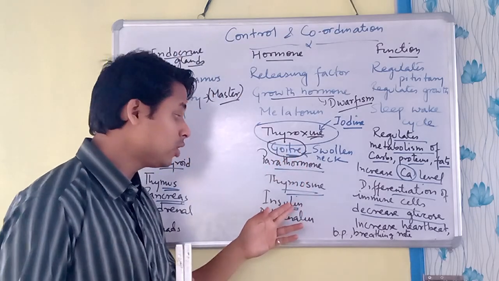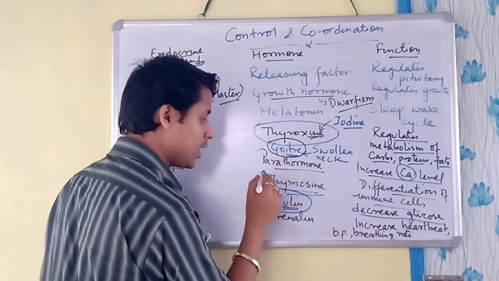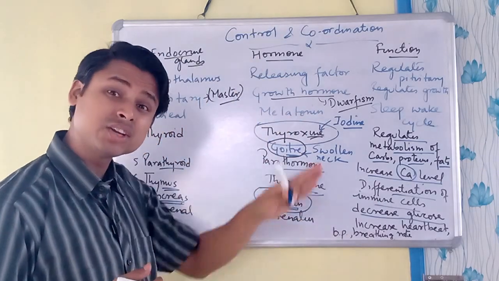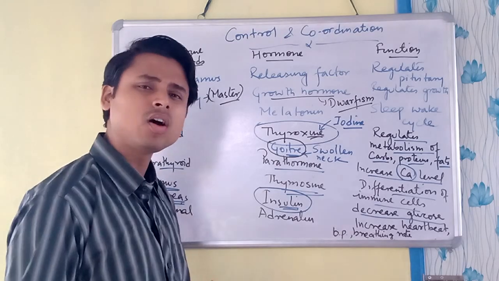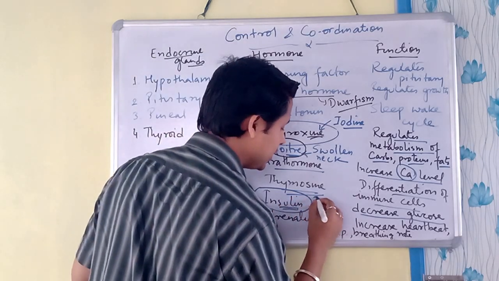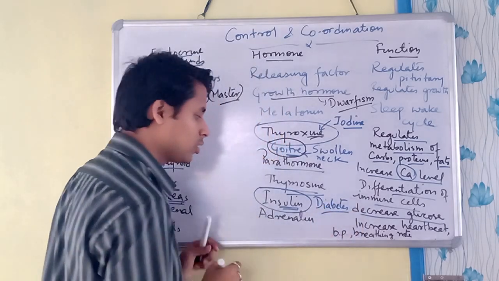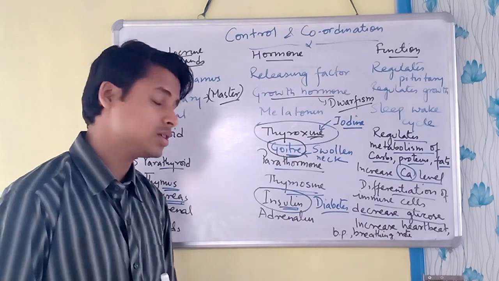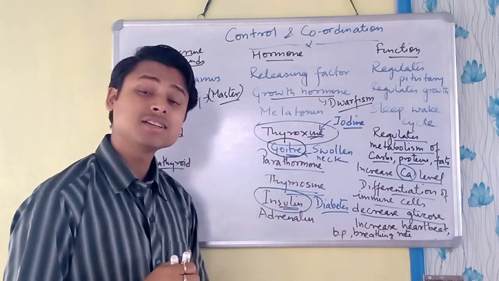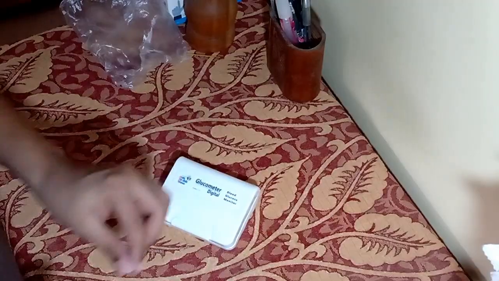If insulin does not do its role and does not function, then the blood glucose level will increase. This we normally call a sugar level increase, and it will cause diabetes. So deficiency or a problem of insulin secretion will cause diabetes. Yes, diabetes. Clear?